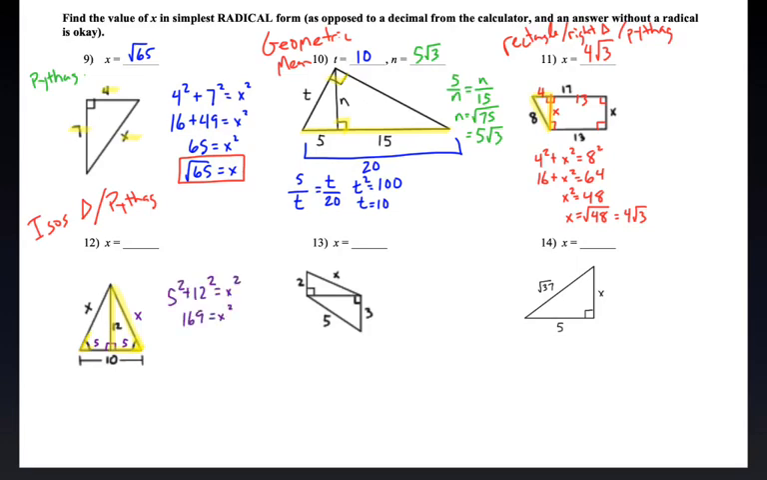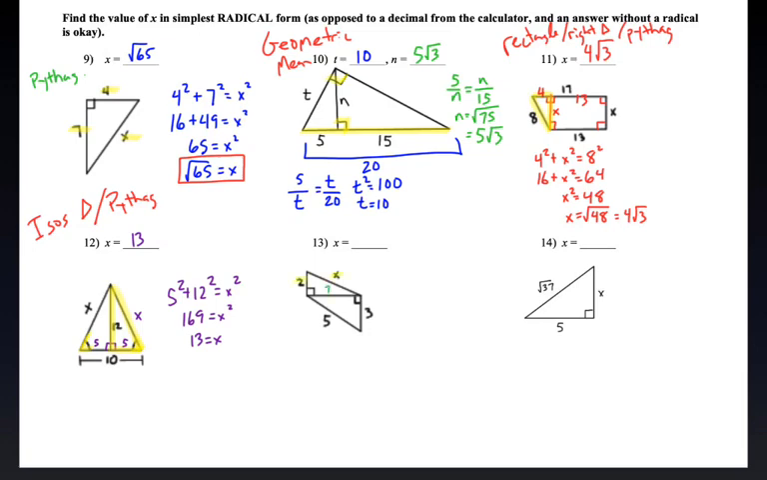So then now we use the Pythagorean theorem. 12, 5, and x. 5 squared plus 12 squared equals x squared. Go solve. If we were going to find the area, by the way, 10 would be my base, 12 would be my height. We've seen that question in that form as well.